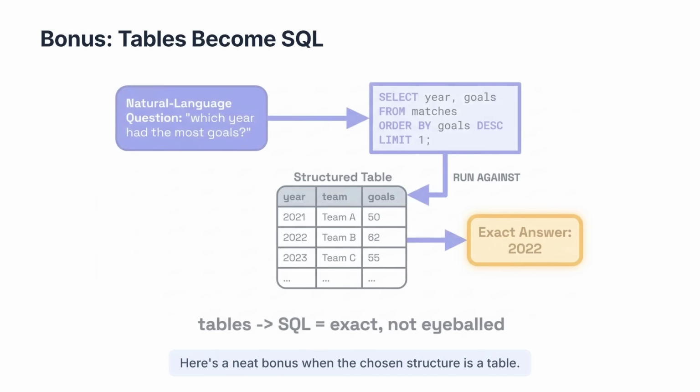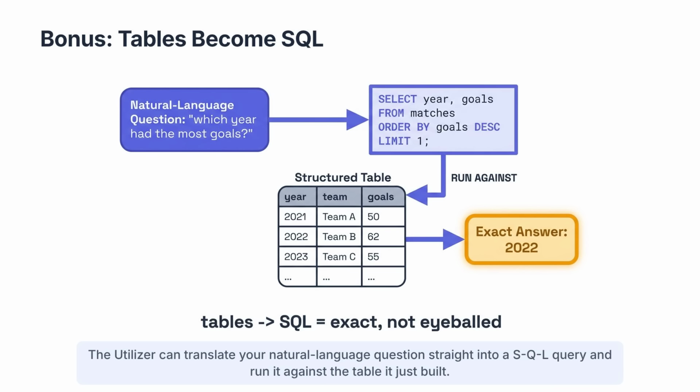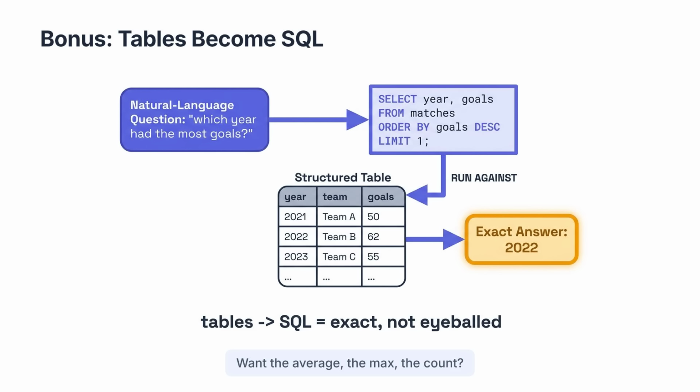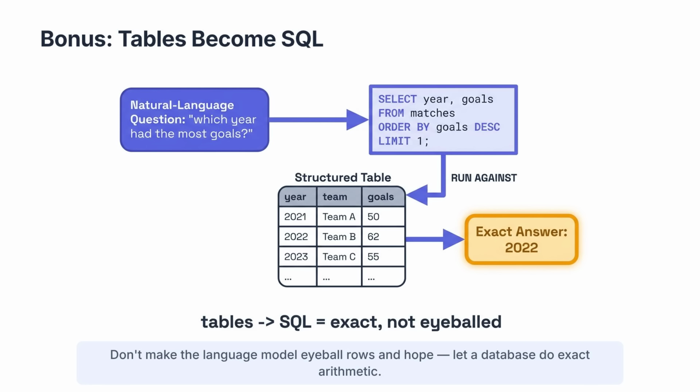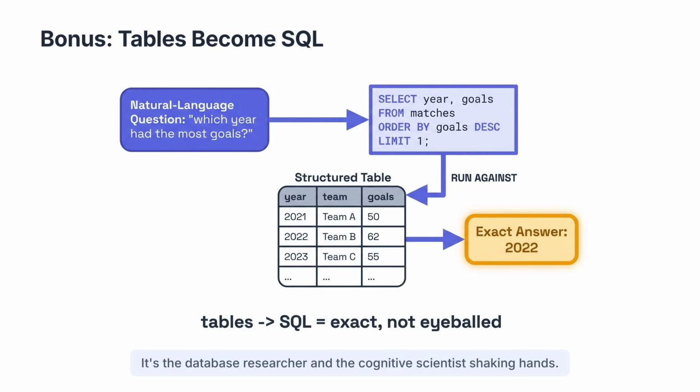Here's a neat bonus when the chosen structure is a table. The utilizer can translate your natural language questions straight into a SQL query and run it against the table it just built. Want the average, the max, the count? Don't make the language model eyeball rows and hope. Let a database do exact arithmetic. It's the database researcher and the cognitive scientist shaking hands.